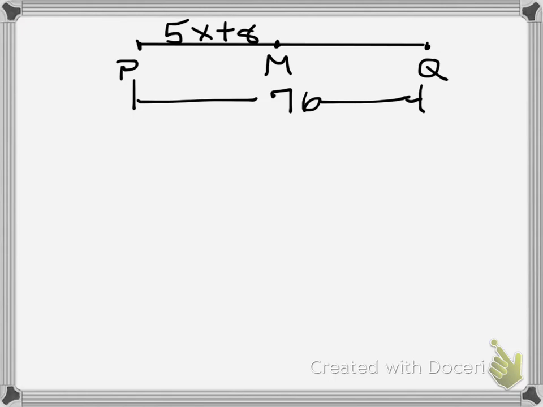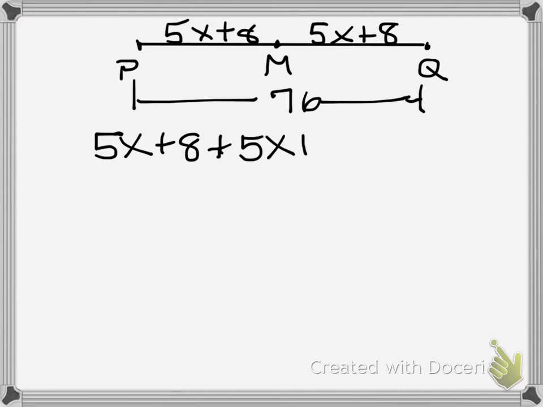All right, it might look at first like we don't have enough pieces in order to solve this equation, but remember, a midpoint splits this line segment into 2 equal pieces. So if PM is 5x plus 8, then MQ is also going to be 5x plus 8. So we're going to set up our equation. We know the 2 pieces, 5x plus 8 plus 5x plus 8 equals 76.